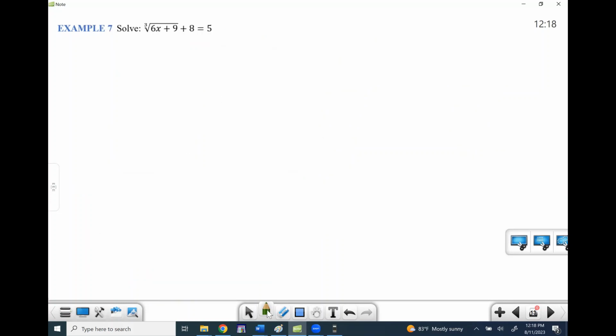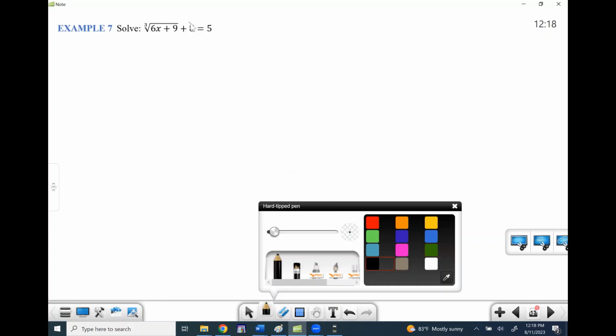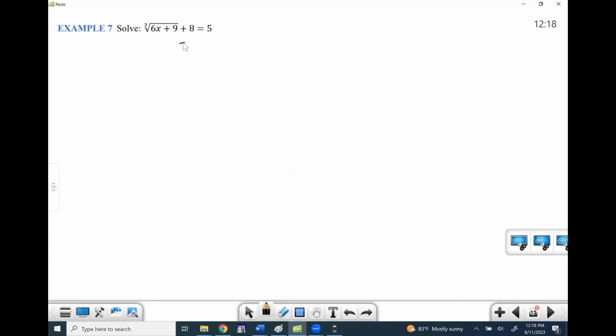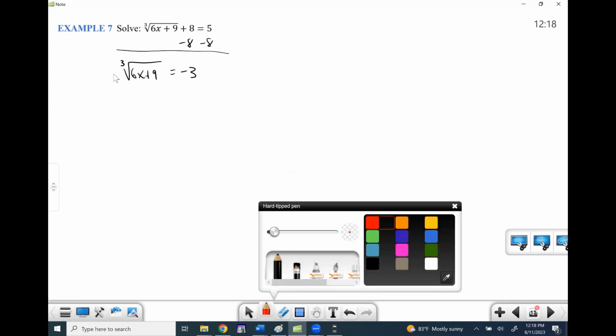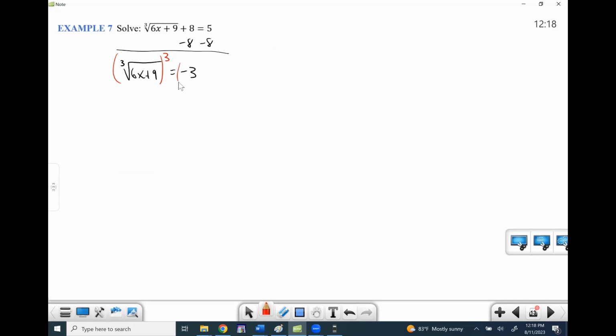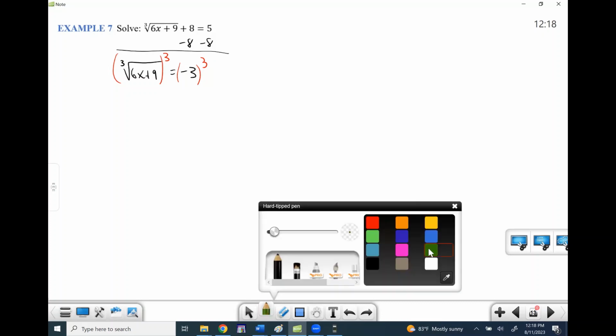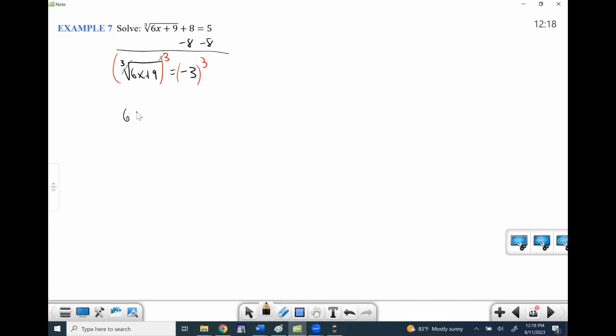Okay, step 1, isolate the radical. So we're going to have to subtract 8 from both sides to isolate that radical. Okay. Now, step 2, raise both sides to a power equal to the index. So since our index is 3, we're going to raise it to a power of 3, and that is what is going to cause these to cancel out with each other. So we just have 6x plus 9, super nice.